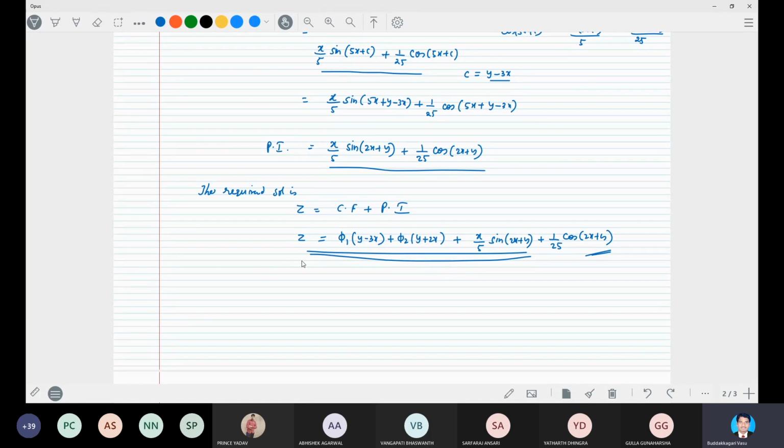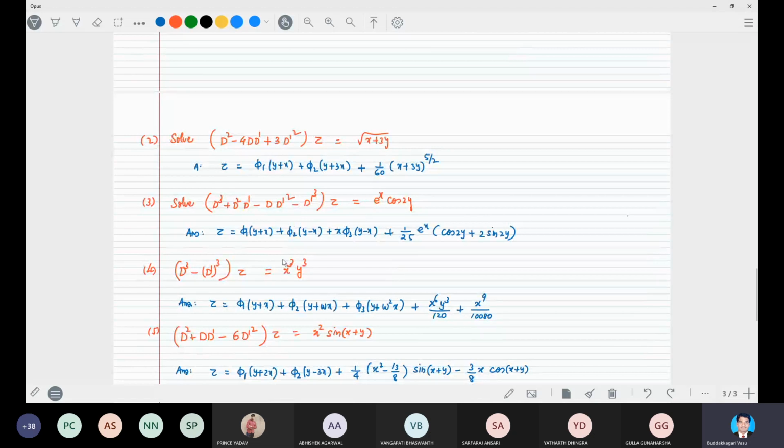Is it the complete solution or the general solution? It is the general solution. Why is it the general solution? Because it involves arbitrary functions, phi 1, phi 2. Very good. So therefore it will be a general solution.